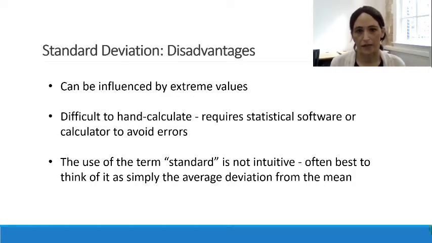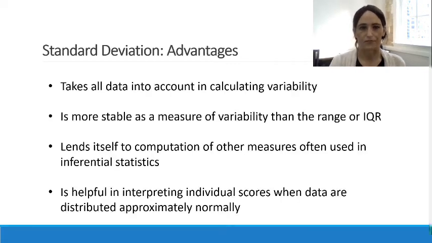Standard deviations can be influenced by extreme values, particularly in smaller samples. It is difficult to hand calculate, as you just saw, and if we had more observations than 7, we really would want to use statistical software or a calculator to avoid making errors. The use of the term standard is not intuitive, but if you think of it simply as the average deviation from the mean, that's what the standard deviation is really telling us.